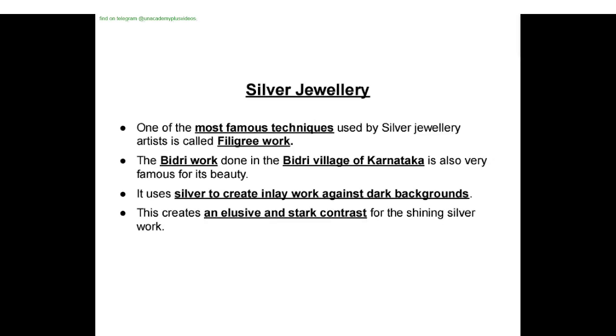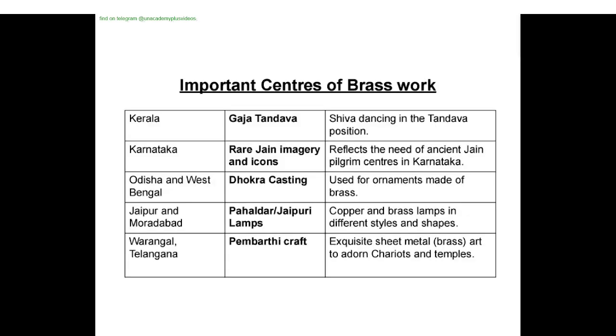Silver jewelry. One of the most famous techniques used by silver jewelry artists is called filigree work. The Bidri work done in the Bidri village of Karnataka is also very famous for its beauty. It uses silver to create inlay work against dark backgrounds. This creates an elusive and stark contrast for the shining silver work. Important centers of brass work. Kerala, Gajatandava; Karnataka, Raja Jain imagery and icons; Odisha and West Bengal, Dhokra casting; Jaipur and Moradabad, Pahaldar; Jaipur lands; Warangal, Telangana, Pembarthi craft.